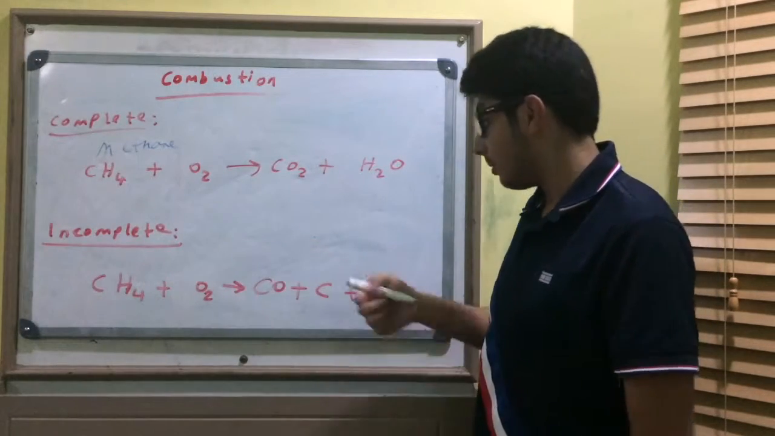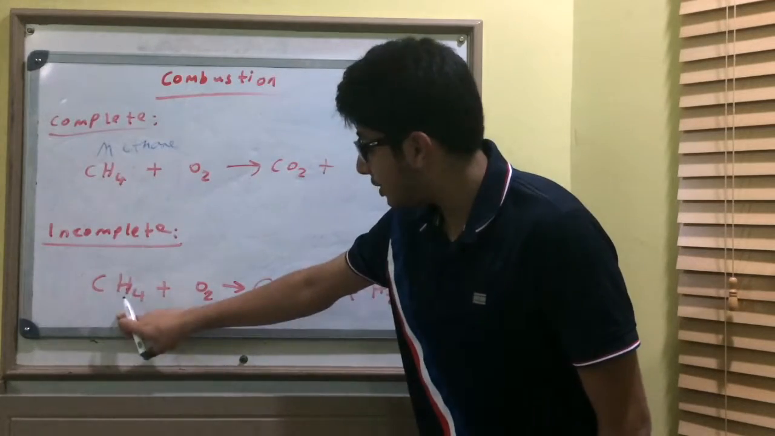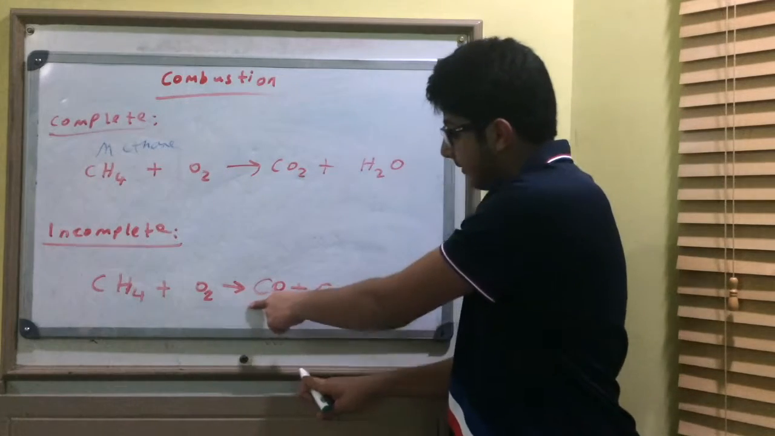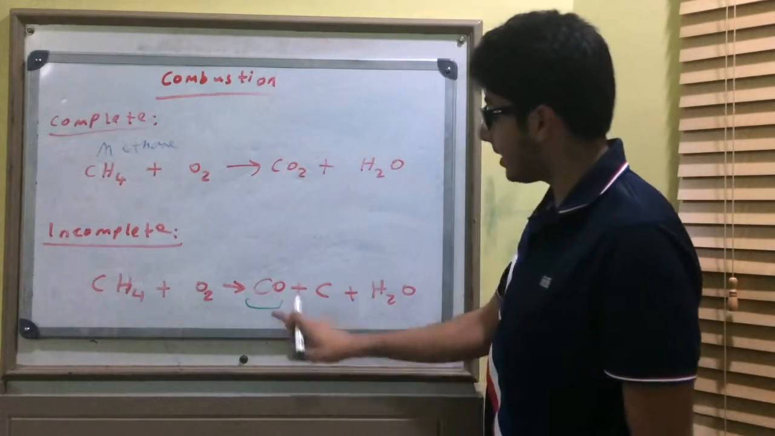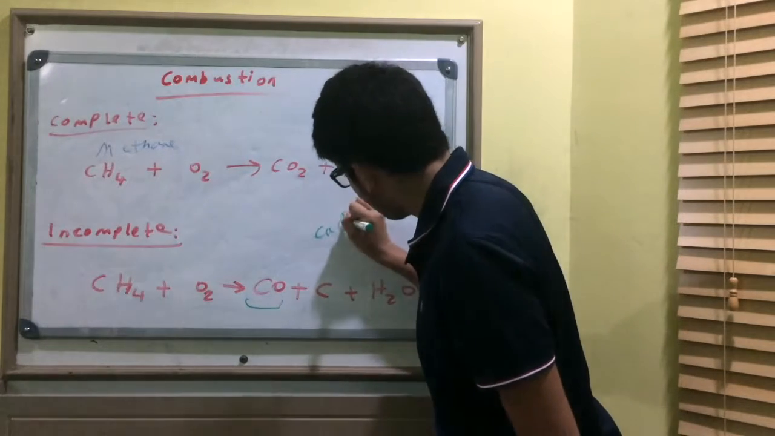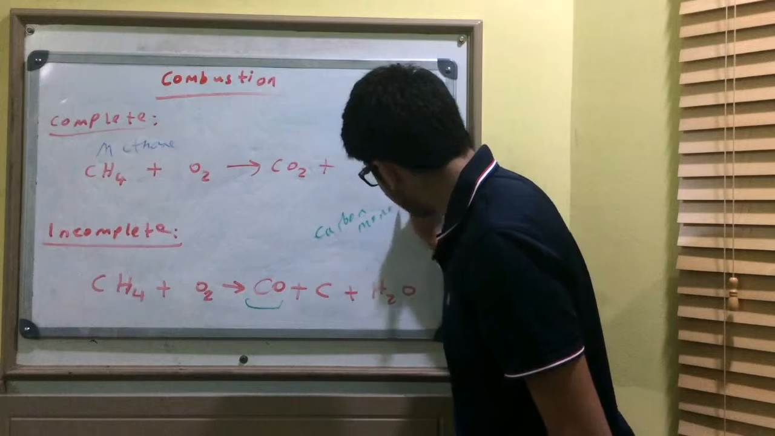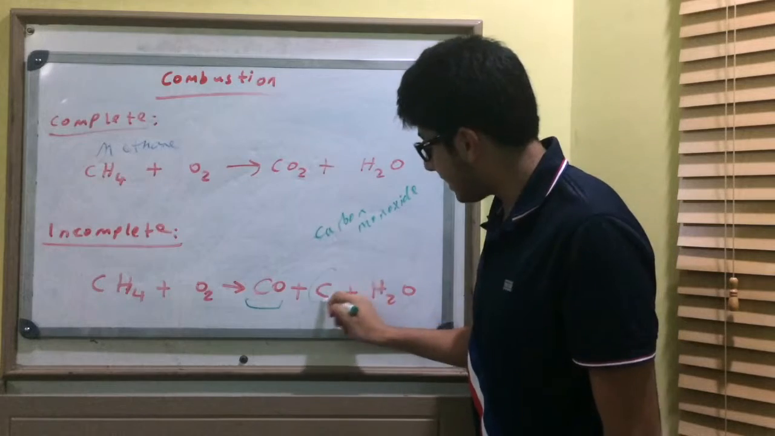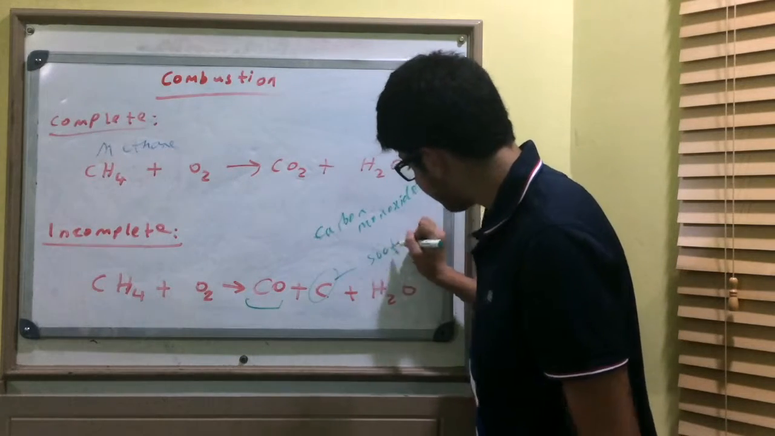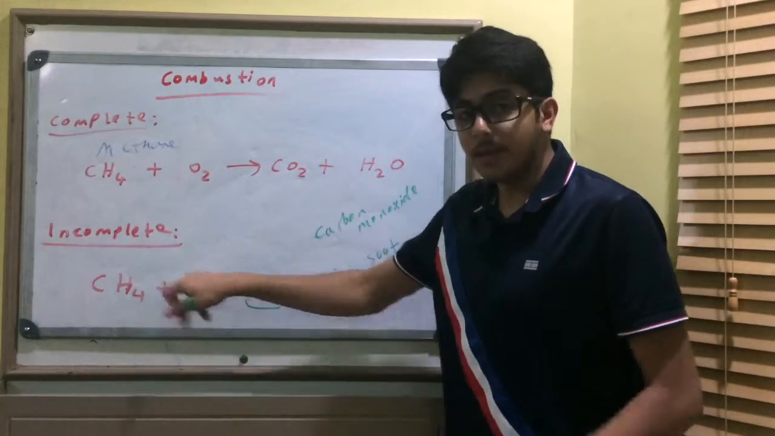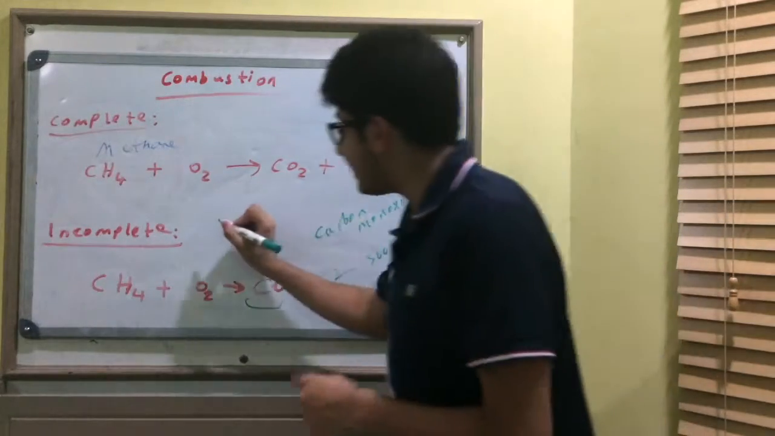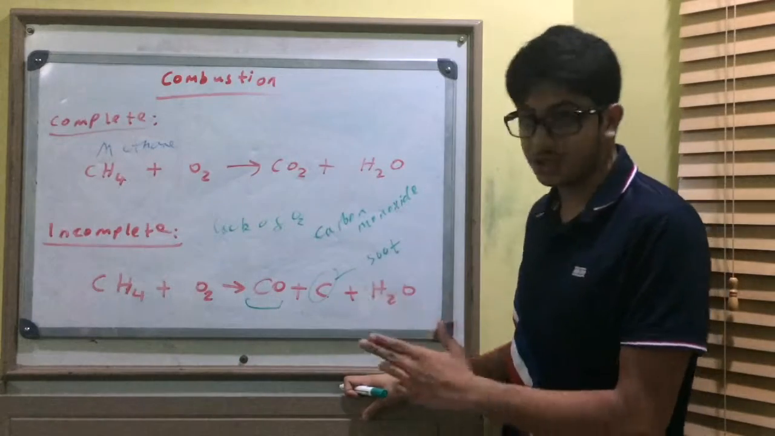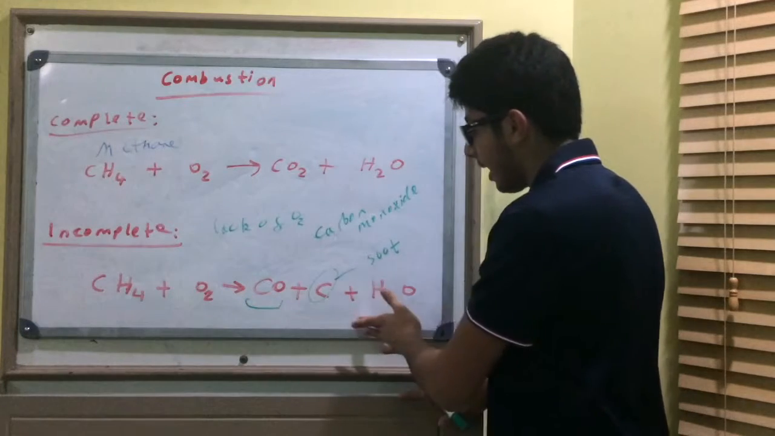Now, incomplete combustion. Here is our hydrocarbon again, which is methane. It burns in air, reacts with oxygen to give us, this is not carbon dioxide, it has 1 oxygen, so it's carbon monoxide. And carbon and water. In this case, the carbon produced, we call it soot. When does incomplete combustion happen? Because there is a lack of oxygen, or not enough oxygen. That's how incomplete combustion happens.